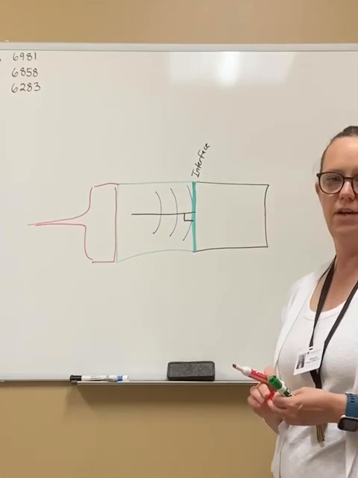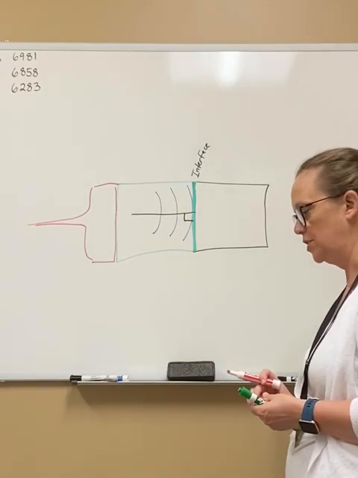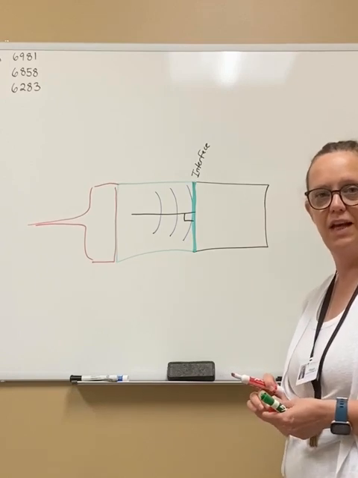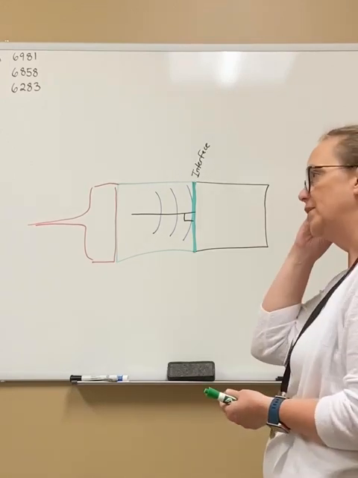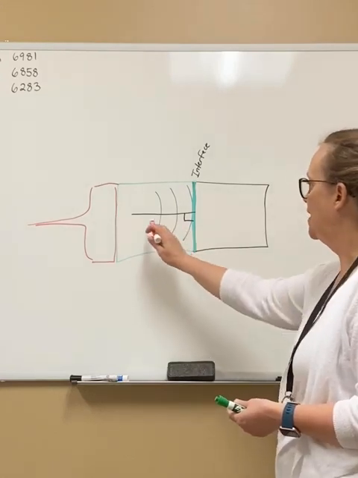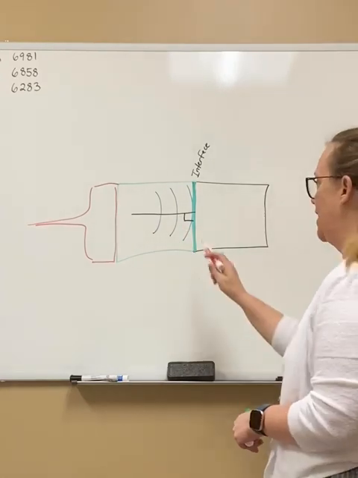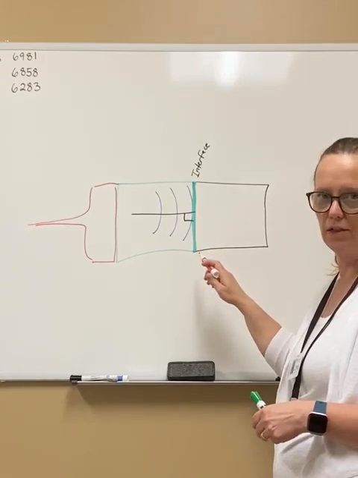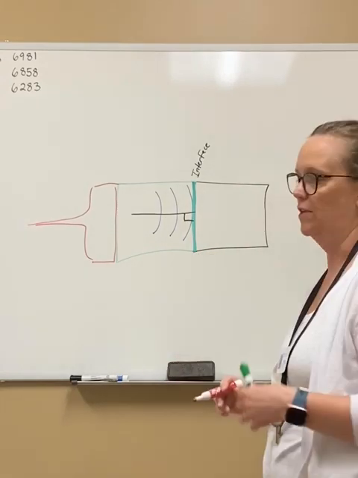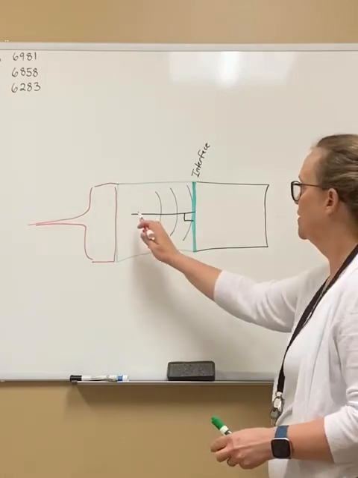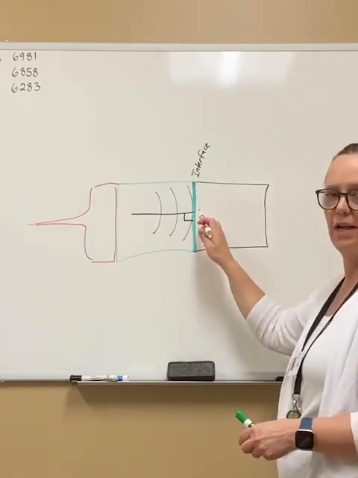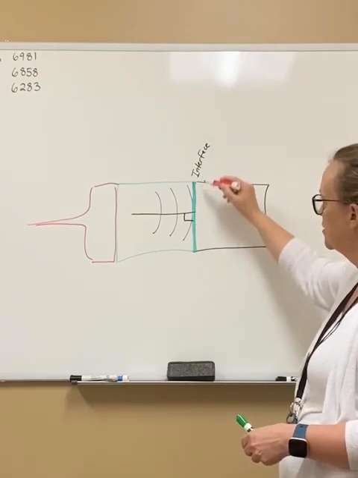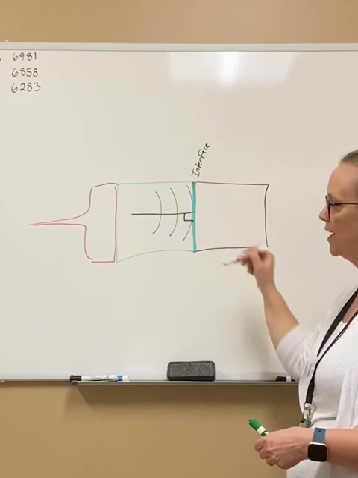The next terminology is normal line. Sometimes it's called line normal. What that means is an imaginary line that's 90 degrees to the tissue interface, or at a right angle, or perpendicular. They're all the same thing. So the line normal is 90 degrees or perpendicular to this tissue interface. The tissue interface is this heavy green line right here, okay?